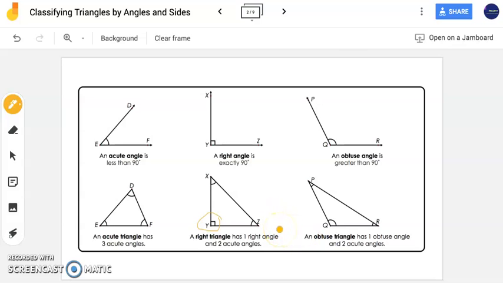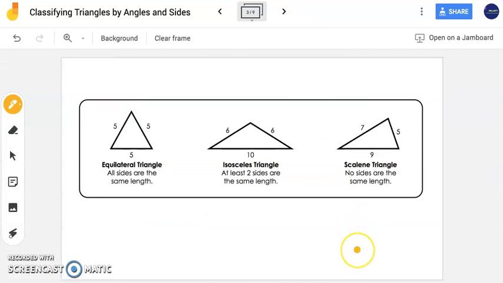Now you can classify triangles by angles or by sides. When classifying triangles by sides, you have three types of triangles: equilateral triangle, isosceles triangle, and scalene triangle. Now, as a reminder, an equilateral triangle means that all sides are the same side length. Notice in this triangle here, all three side lengths are 5 units. Therefore, you can classify this triangle as an equilateral triangle.